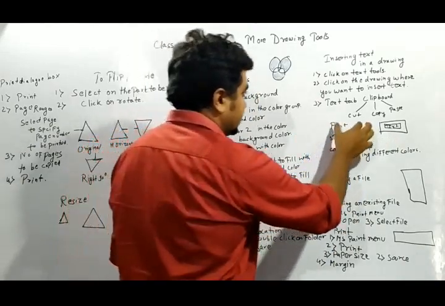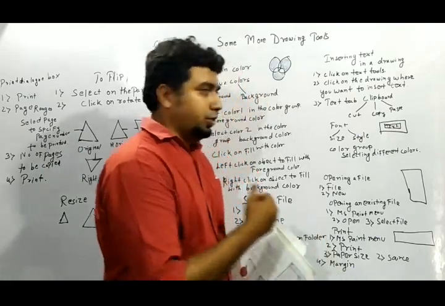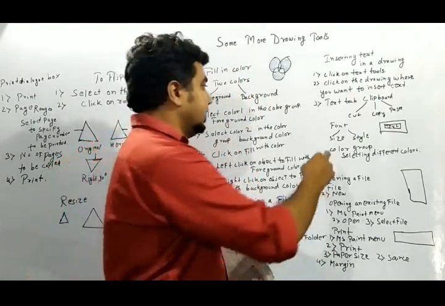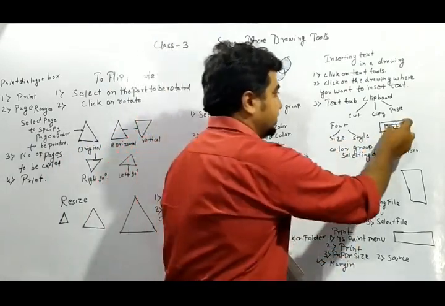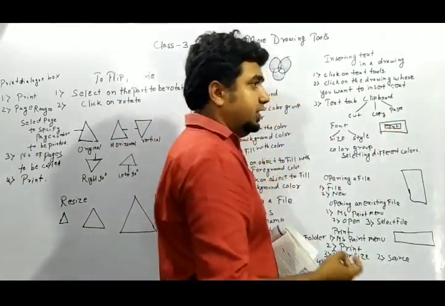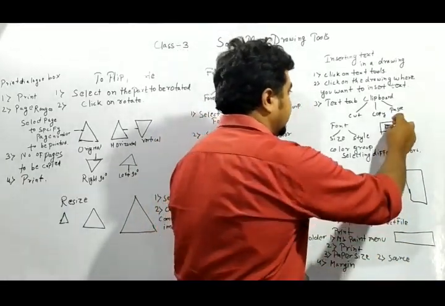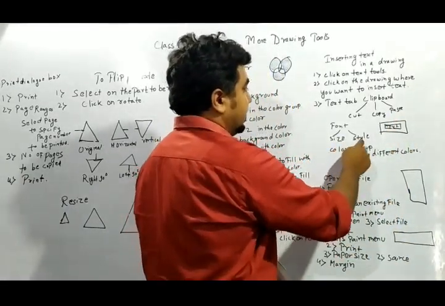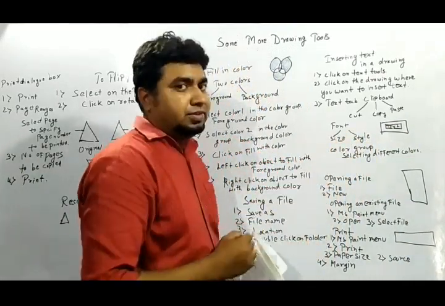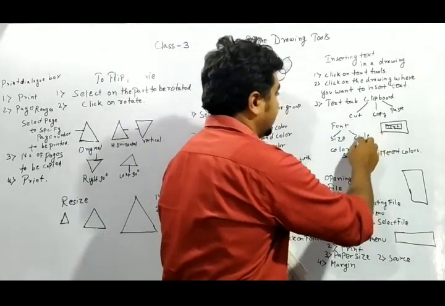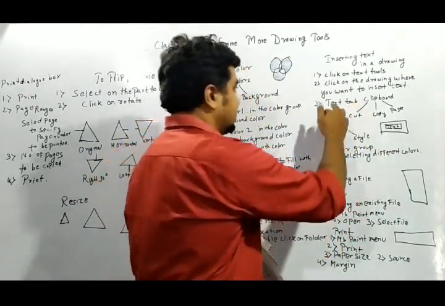Another option you get in the text tab is font. Font is basically size and style. Size means you can increase the size. Suppose it is appearing very small, so we can make it big with the help of size. Suppose you want to write in some other attractive style, so you can also change the style of the font. These all appear in the text tab.